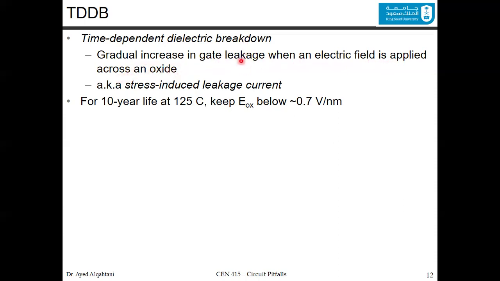Again, it's the vertical electrical field, also known as stress-induced leakage current. And if this leakage keeps gradually increasing, at the end, it breaks down, and the transistor breaks down and becomes an error, and actually it should be thrown away. For 10 years of life at 125 degrees centigrade, you should keep the electrical field at the oxide below 0.7 volts for every nanometer.